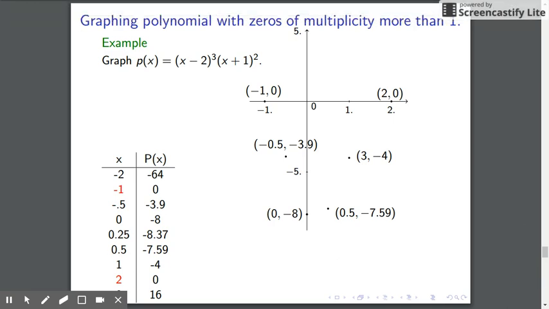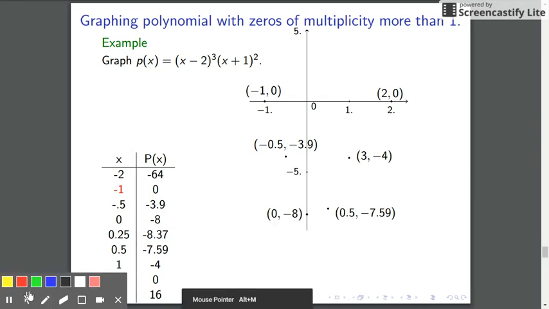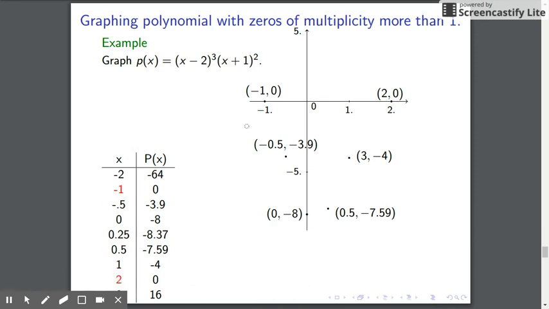Now, the first step I want to do, let's hold it for a minute. X plus 1 equal to 0 would give me the x-intercept -1. That's this point right here. So it's important for me to make sure that I'm following the rules of multiplicity of the zero. And the multiplicity of the zero here is 2.